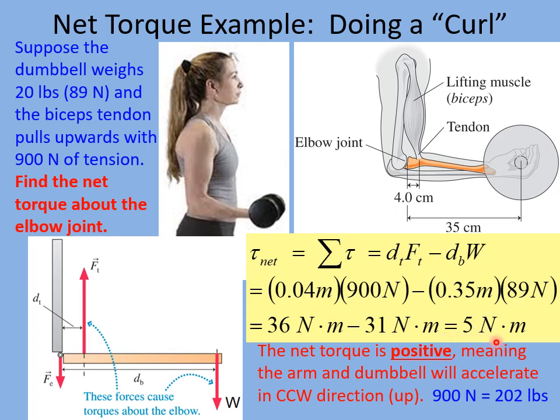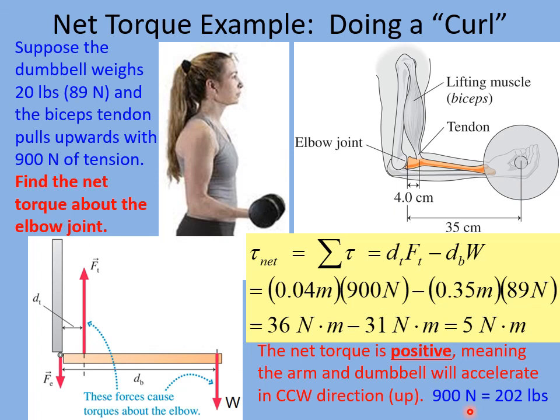Now, this is a positive torque. So that means this weight and her arm are going to rotate in a positive direction, which, remember, is counterclockwise. So in other words, by applying this much force, she will be able to lift this weight and it'll rotate upward.